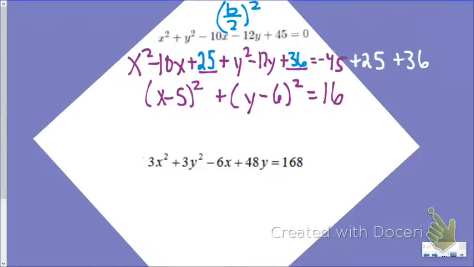Now it's easy to find my center, my radius, and I can graph this if I wanted to. So this would be a center of 5, 6, and the radius here would be 4.